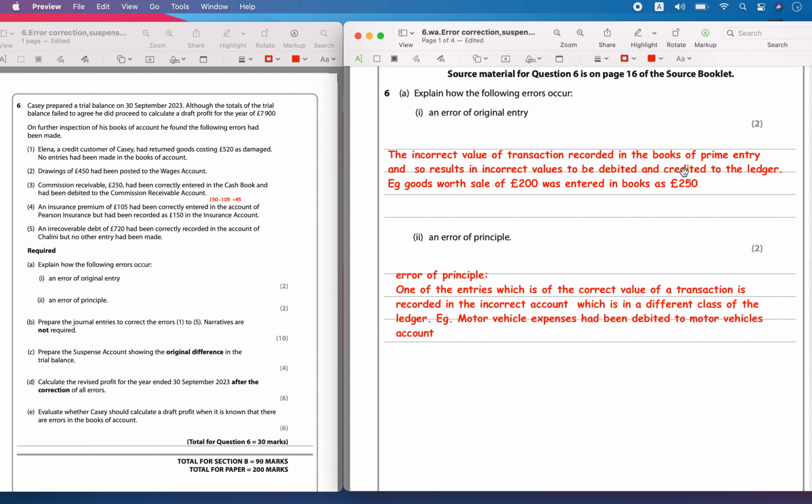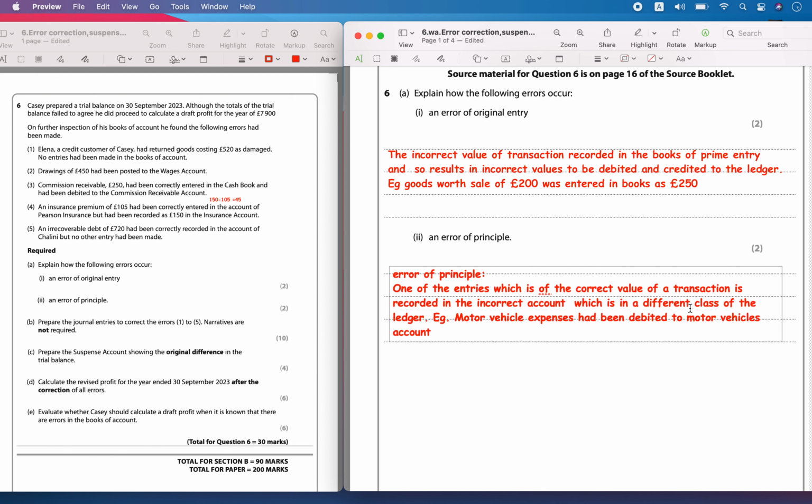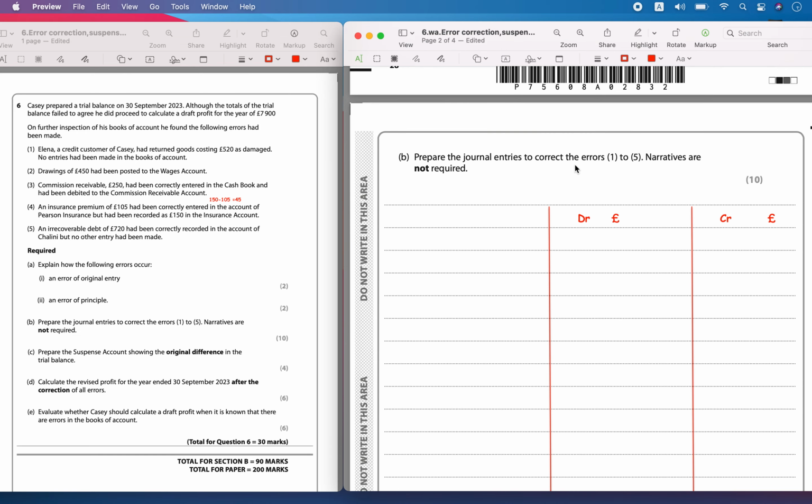So this will result in the debit and the credit values in the ledger being totally wrong. For example, a sale of goods worth £200 was entered in the books as £250. This is called an error of original entry. Error of principle: here one of the entries, which is of the correct value of a transaction, is recorded in an incorrect account, which is in a different class of the ledger. For example, motor vehicle expenses had been debited to the motor vehicles account, which is an asset account. So this is called a principle error.